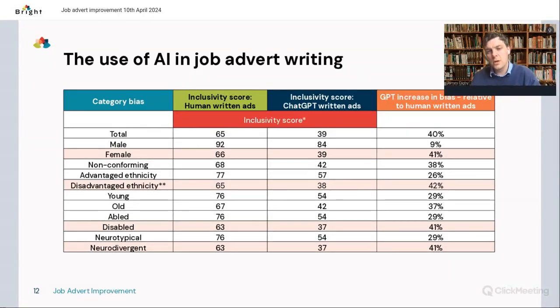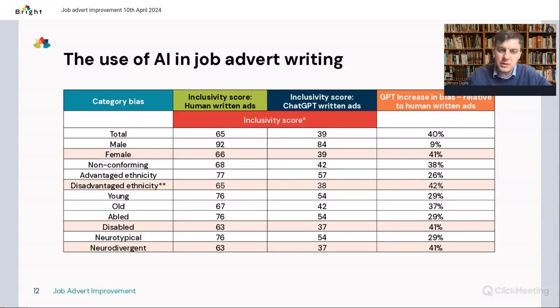The reason that the sector might be struggling to work out whether AI is useful is simply because quite often people write poor quality job adverts, they write very short job adverts, or they take content from job descriptions and they just paste it into their advert.